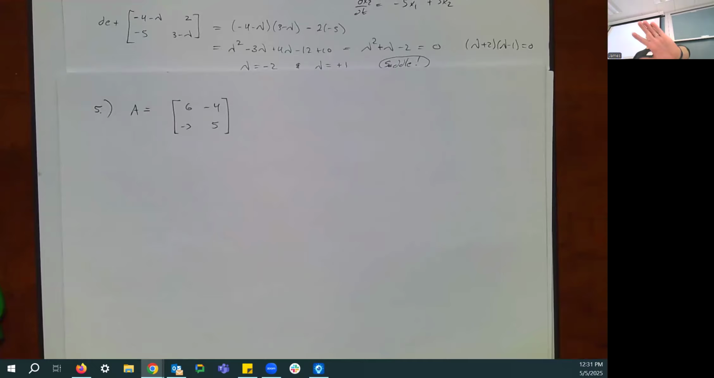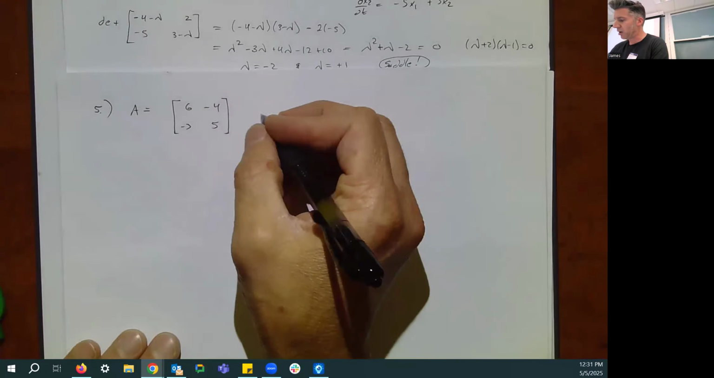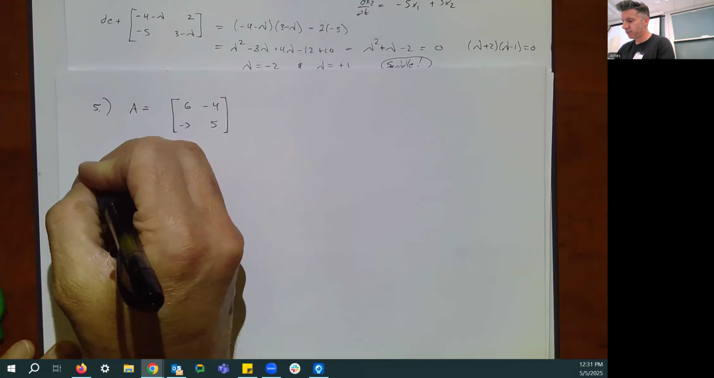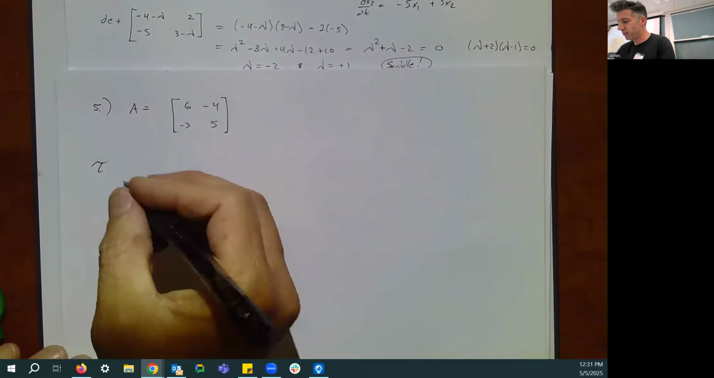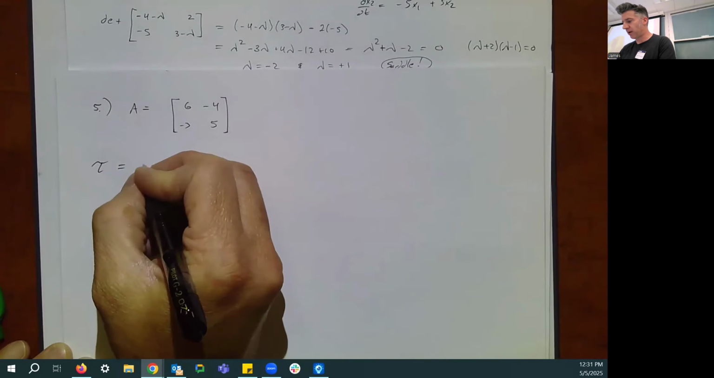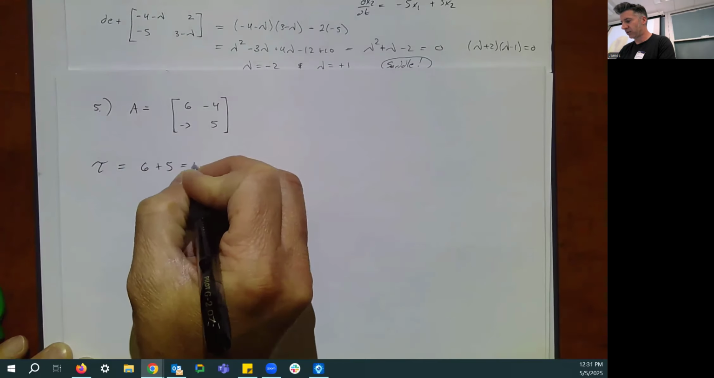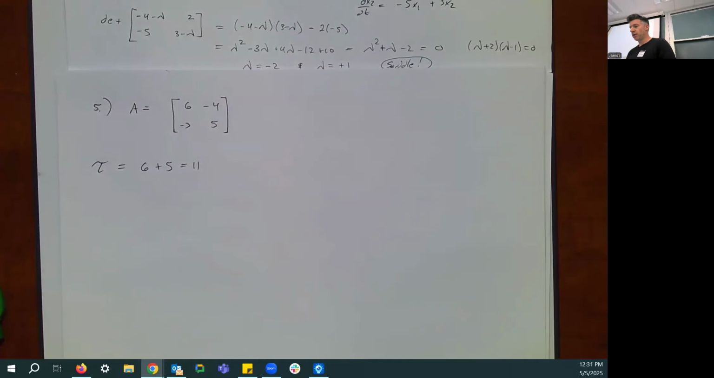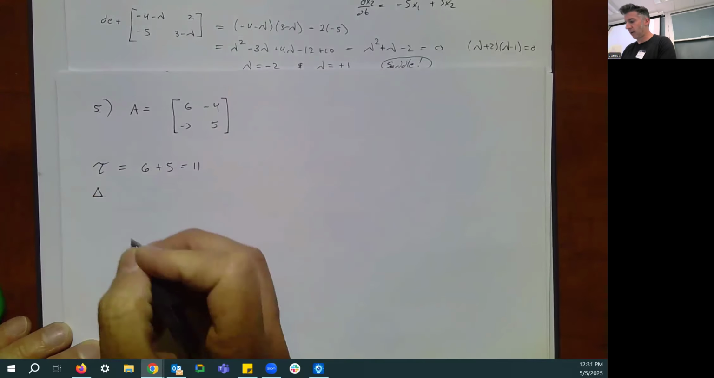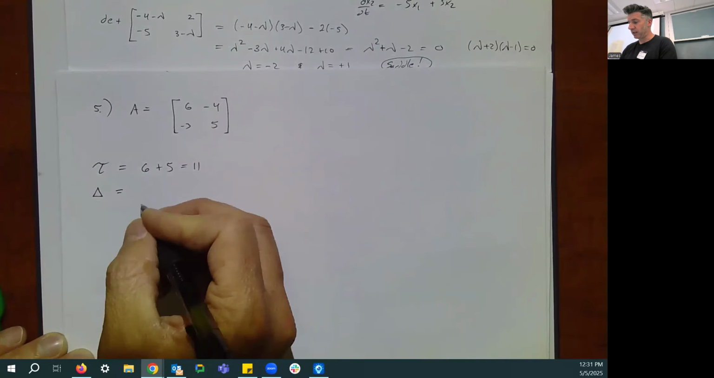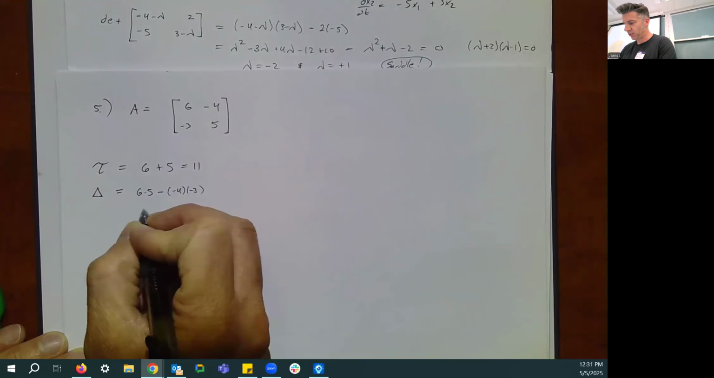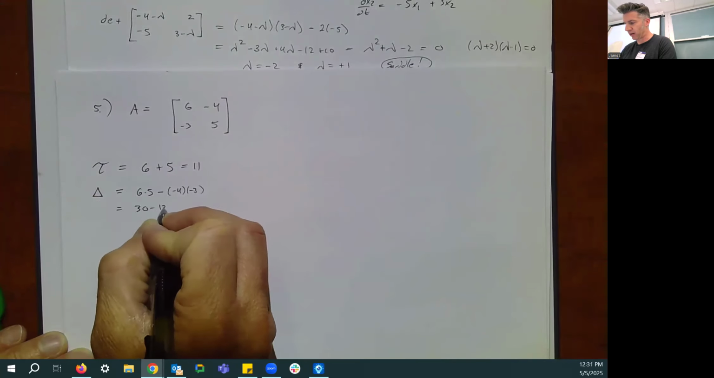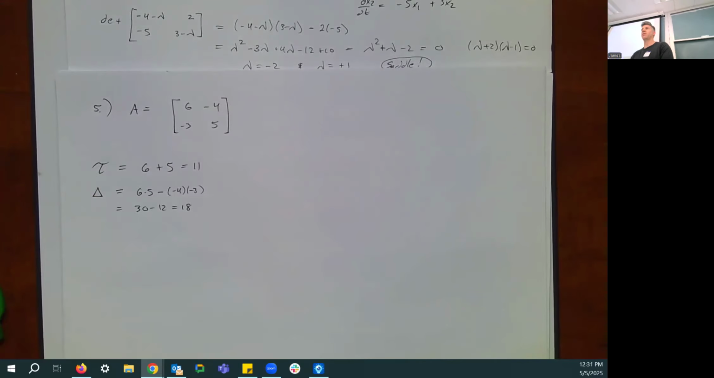One way of dealing with this, instead of doing what we just did, in fact, we're going to do it both ways here. I'm going to talk about two things. We're going to find the trace of A, which we often label as tau, and the trace is just the sum of the diagonal elements, which is 6 plus 5, which is 11, in this example. And the determinant of A, which we label as capital delta, or just a triangle, is 6 times 5 minus negative 4 times negative 3, which is going to be 30 minus 12, which is 18. Okay, we're going to come back to that in a little bit.